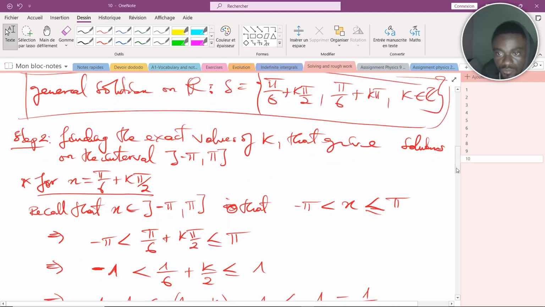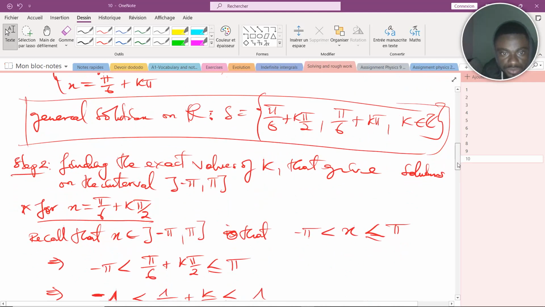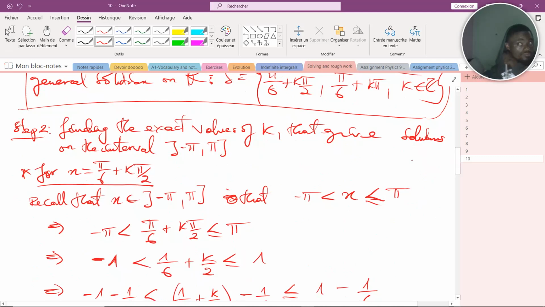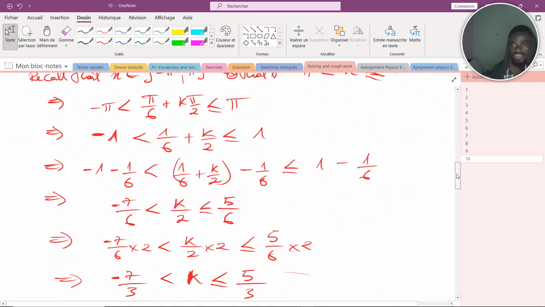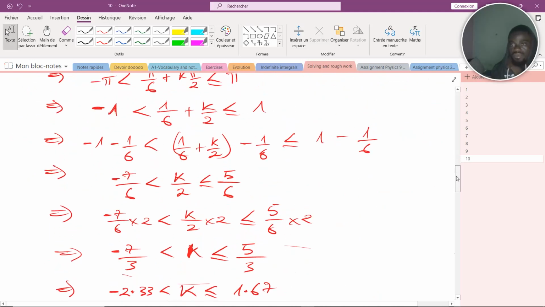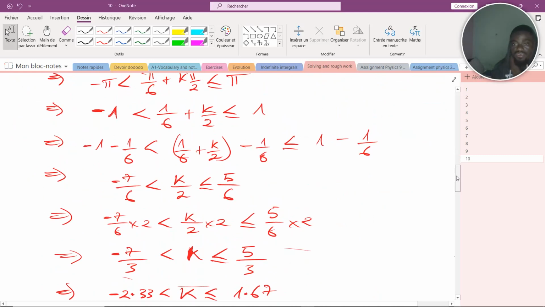You first know that in the exercise, it was said that, recall that x belongs to (-pi, pi]. That is, x must be strictly greater than -pi but less than or equal to pi. But our x is what? This. I come and substitute this where I see x. Now my aim is to arrange things in such a way that I have only k. I have an interval of k. You get what I'm saying?